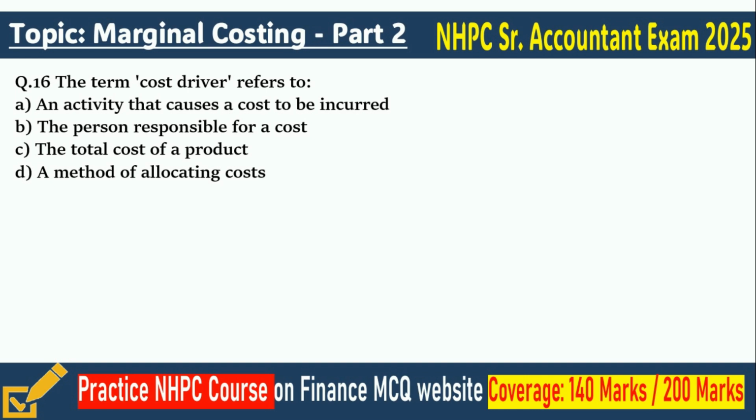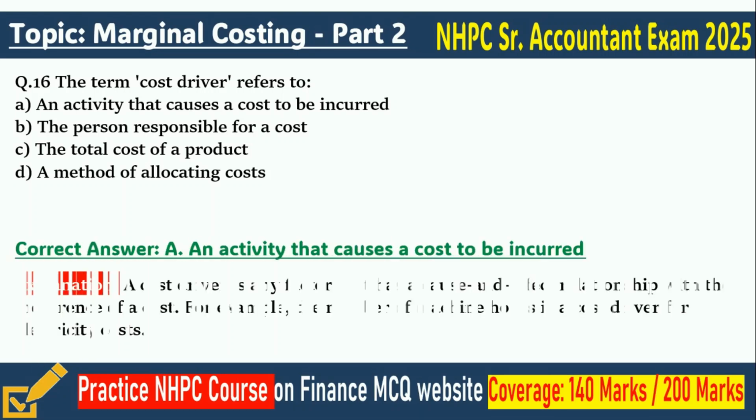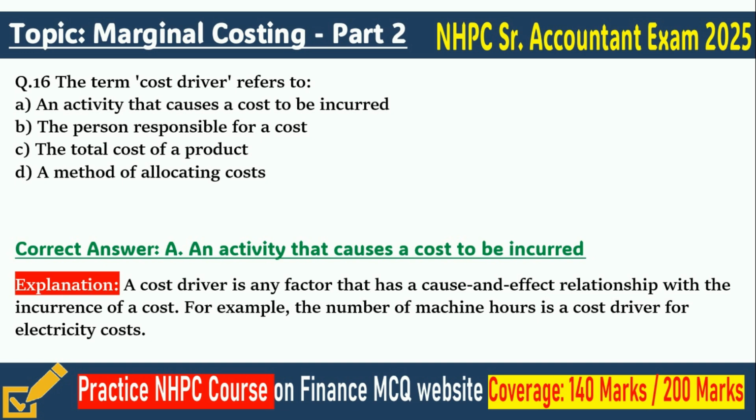Cost driver, a very basic concept. Friends, cost driver refers to option A, that says an activity that causes a cost to be incurred. So friends, a cost driver is any factor that has a cause and effect relationship with the incurrence of a cost. For example, the number of machine hours is a cost driver for electricity cost.